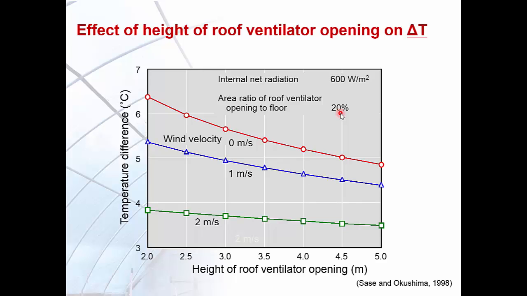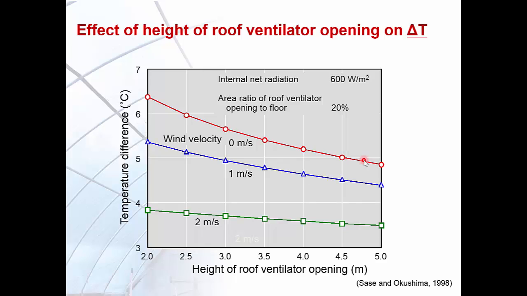By looking at the data here, you can see that the temperature rise decreased as the height of the opening increased for all cases of external wind speed. When no external wind existed, in the case of this red line, with 0 meters per second external wind speed, an increase of 1 meter in the height yielded a reduction of approximately 0.5 degrees Celsius in the temperature rise under high solar radiation conditions.